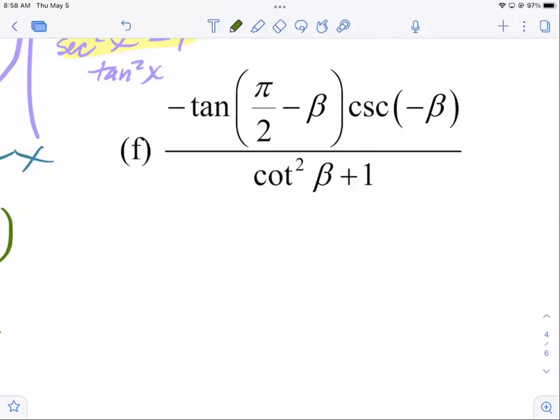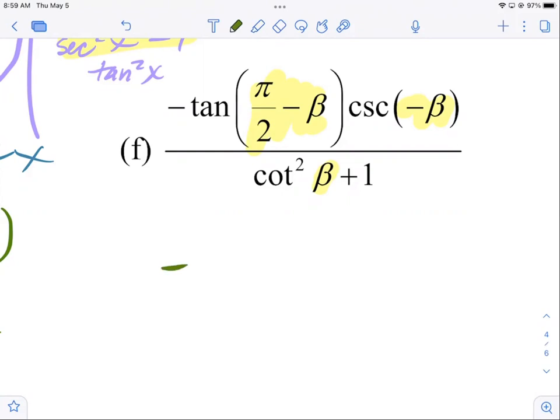All right, so remember, based on what I just said, your first step is to analyze your angles. I've got three different types of angles here, right? Beta, negative beta, pi halves minus beta. It's probably easier to put them all in terms of beta. So the cofunction identities really stick out like a sore thumb, if a sore thumb were to stick out, right? Because you see the pi halves minus beta.